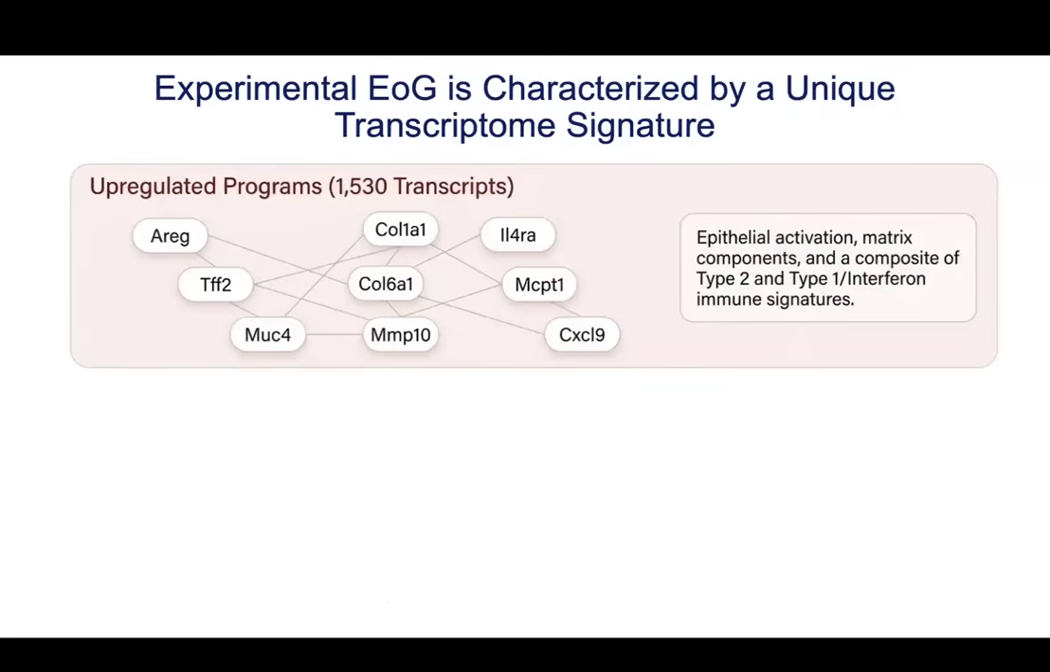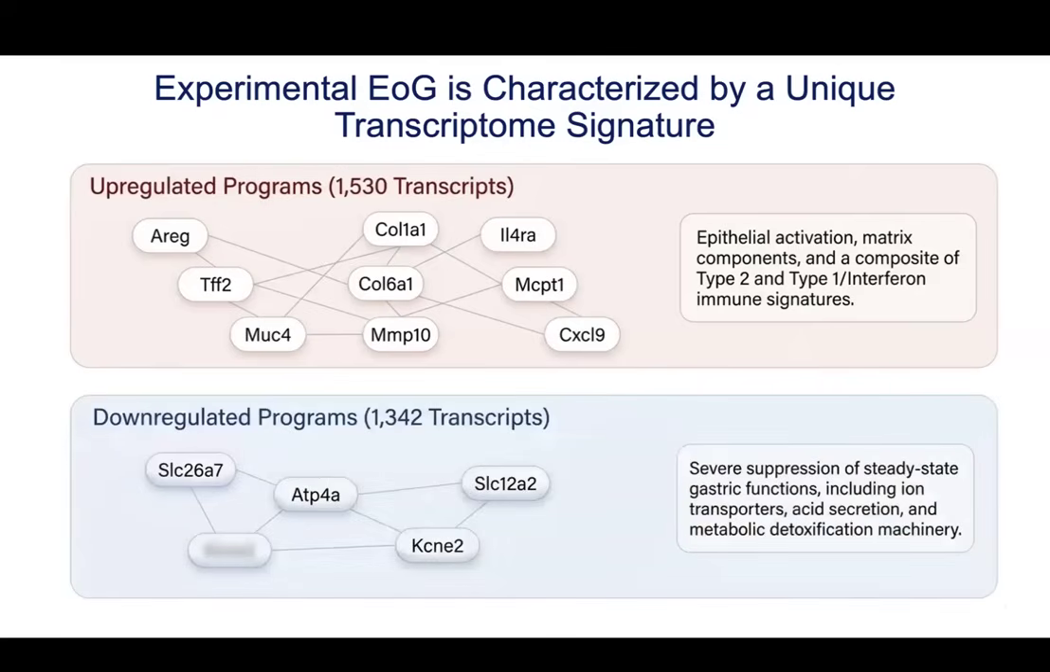When we look into the transcriptome profile of EoG, we found a distinct molecular signature with upregulation of genes representing a mixed response of type 1 and type 2 immune responses, as well as epithelial activation and remodeling, while suppressing normal gastric functions like acid secretion and metabolic detoxification. Importantly, comparison of the transcriptome in experimental EoG and experimental EoE revealed that they have a distinct gene program, although both of them were induced by oxazolone. This suggests that we have disease and tissue-specific responses.